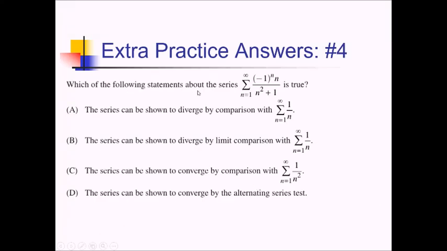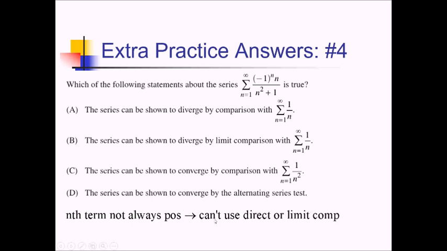On this problem, I want to know which statement about this series is true. So they talk about whether it can be shown to diverge or converge with comparison or limit comparison or alternating series test. The thing you really need to know with all these comparison tests is that you need to have both the original and the comparison series to be positive numbers, or at least not negative. Since the nth term here is not always positive because we have this alternating stuff going on, that means you can't use any kind of comparison test. So that immediately eliminates choices A, B, and C.